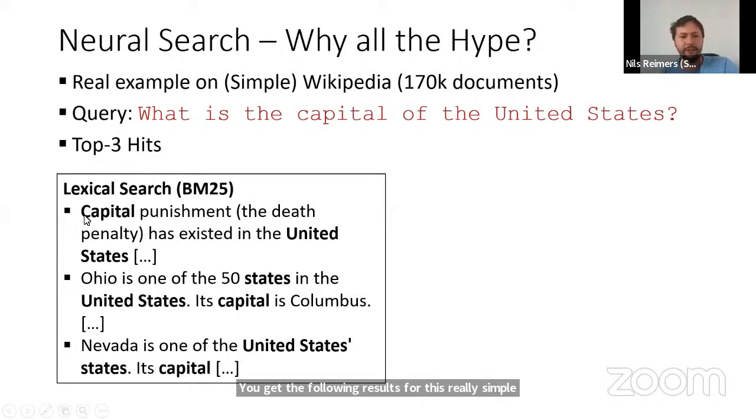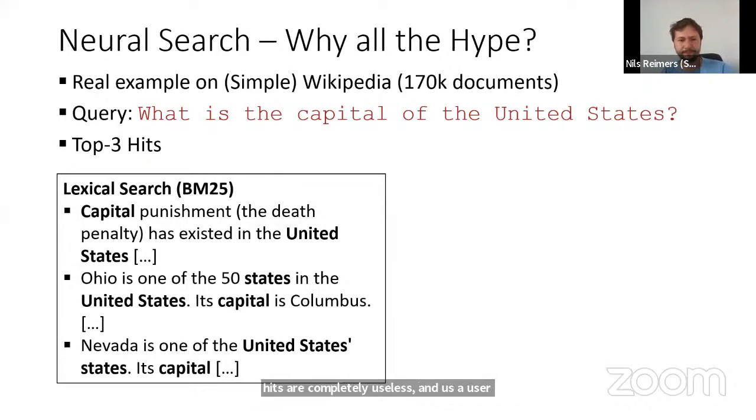So the first result is on capital punishment, because it talks about capital, it talks about United States. The second entry you get from Elasticsearch is about Ohio, because Ohio is a state in the United States and it has a capital. And the third entry is about Nevada, because it's also a state in the United States and it has a capital. So from a lexical overlap, these are the best results because they contain capital, they contain United, they contain states. But from a user perspective, these hits are completely useless, and you as a user are extremely frustrated.